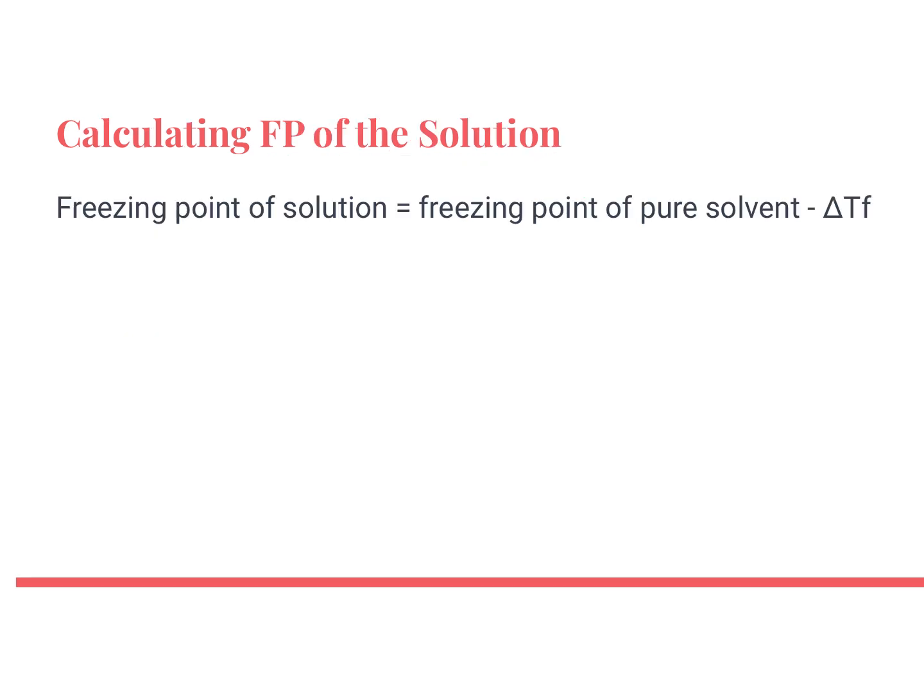If we want to find the new freezing point of the solution, we take the freezing point of the pure solvent. This time, since it's depression, we subtract that change in freezing point. Most of the time our solvent is going to be water. What's the freezing point of water in Celsius? Water freezes at 0, so we subtract our value from 0 as long as water is the solvent.